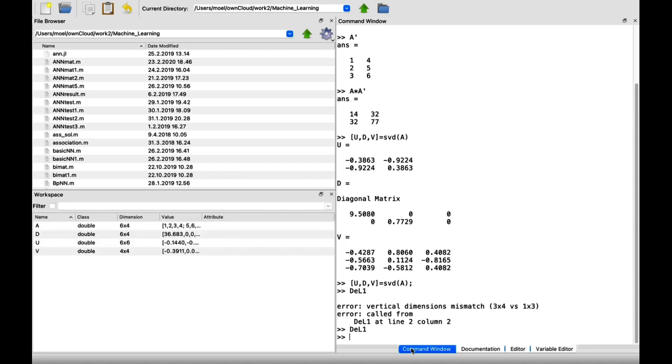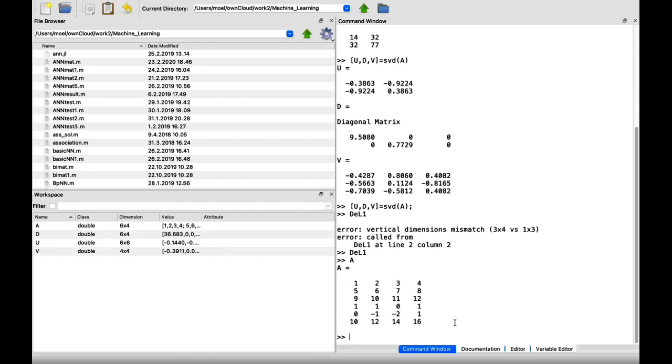Okay, it is executed now. Since it is executed, you can see now what is A. This is A that we generated. 1 2 3 4 5 6 7 8. So you can see here how many columns we have. We have 4 columns, and each column has 6 elements, which means that it is from R6, from real numbers of dimension 6.